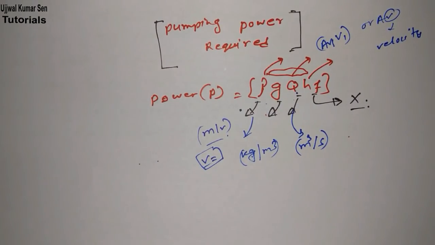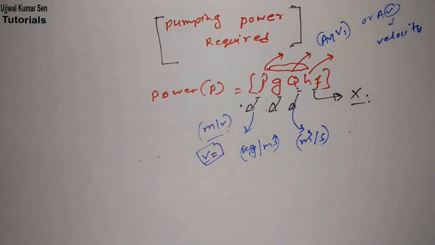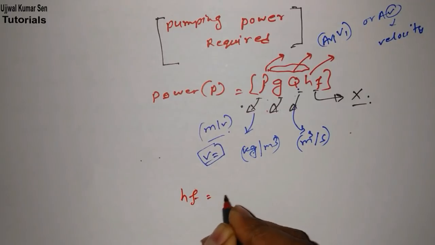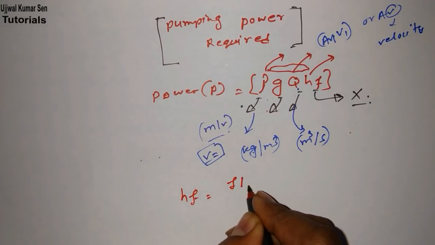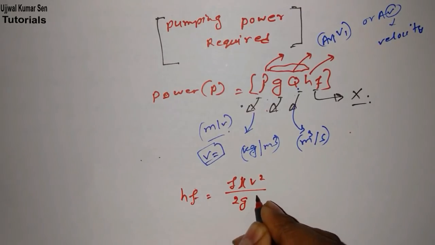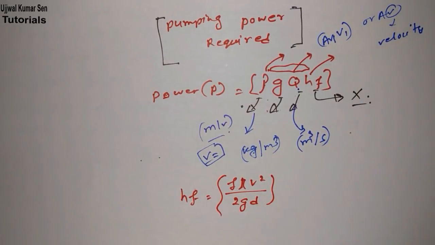Okay, now head loss is required. To find out head loss you need to know few things. So because head loss formula HF equal to FL V square by 2GD. This is the formula for finding out HF. So FLV square by 2GD.